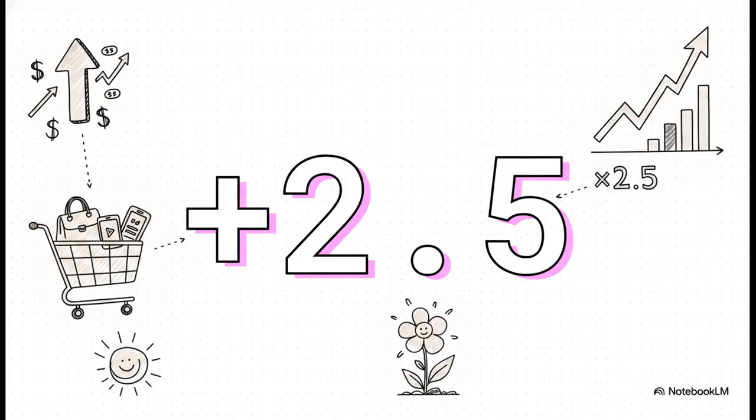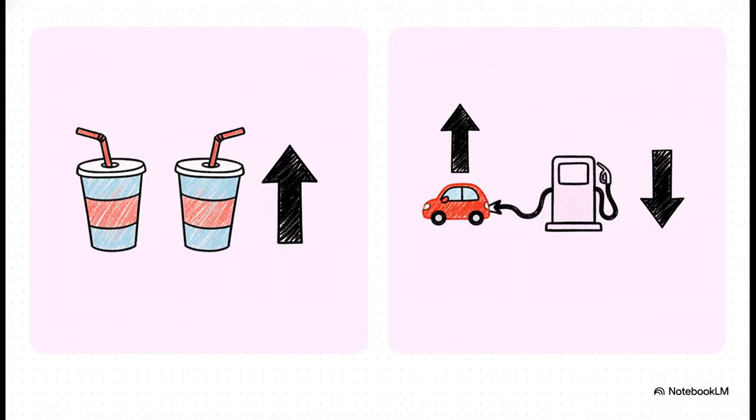Unlike price elasticity, income elasticity usually features a direct relationship. As people earn more, they buy more. It is an amazing indicator for predicting how a product will perform when the economy is growing. Then we have cross-elasticity, which is all about market relationships.